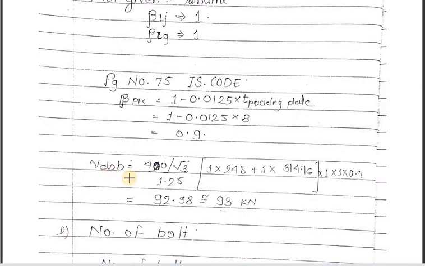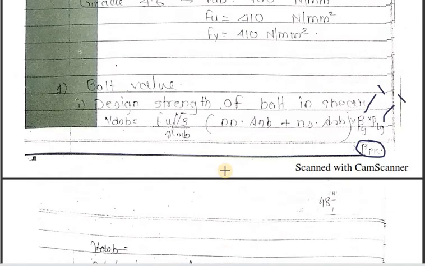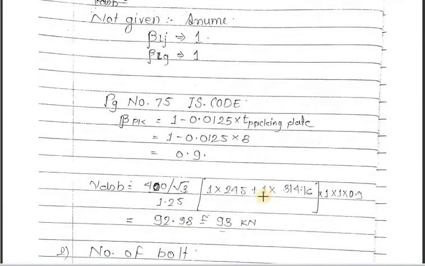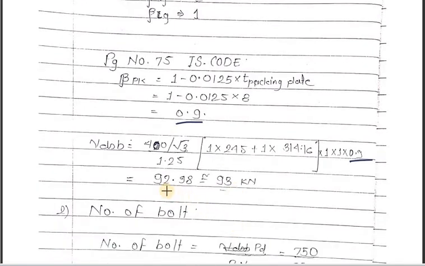So we are using VDSB as the complete formula, which is nN Anb plus nS Asb, and we are only keeping the values. Here nS and nN we are considering as 1 and 1, 1 and 1 for beta Lj and beta Lg. Beta Pk value is given as 0.9. We are taking this as 0.9. So after all multiplications and divisions, it comes to be 92.98.